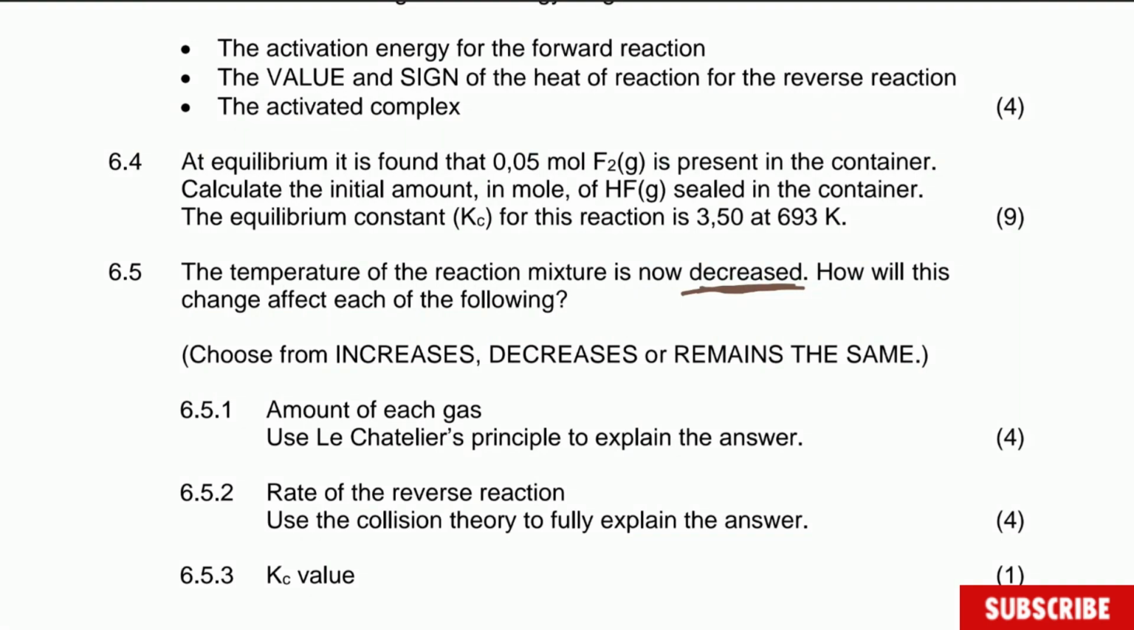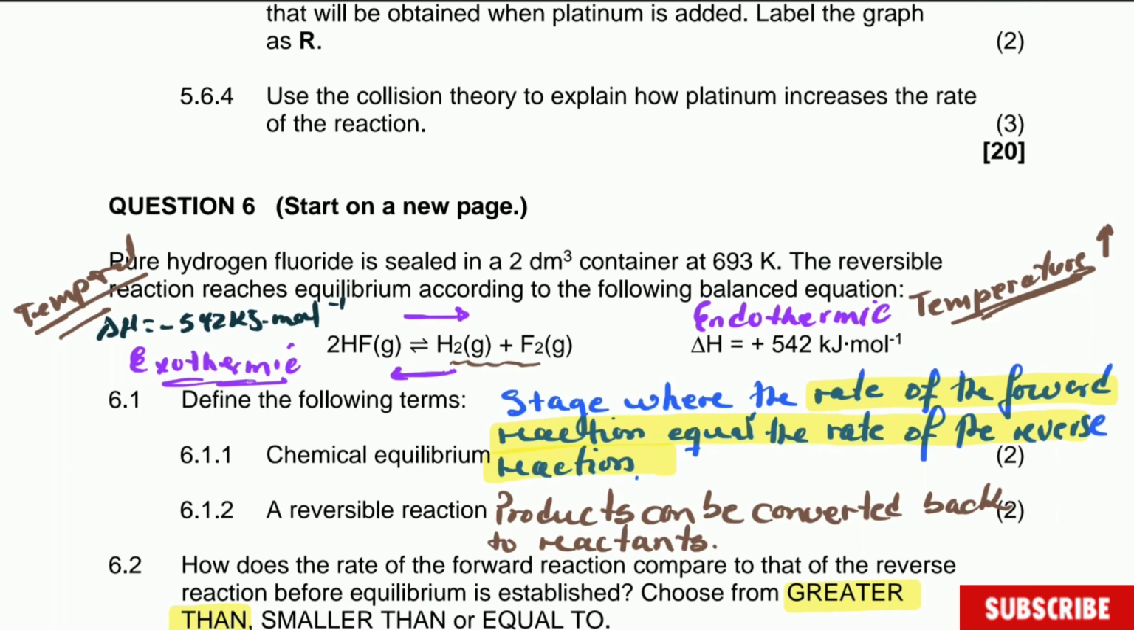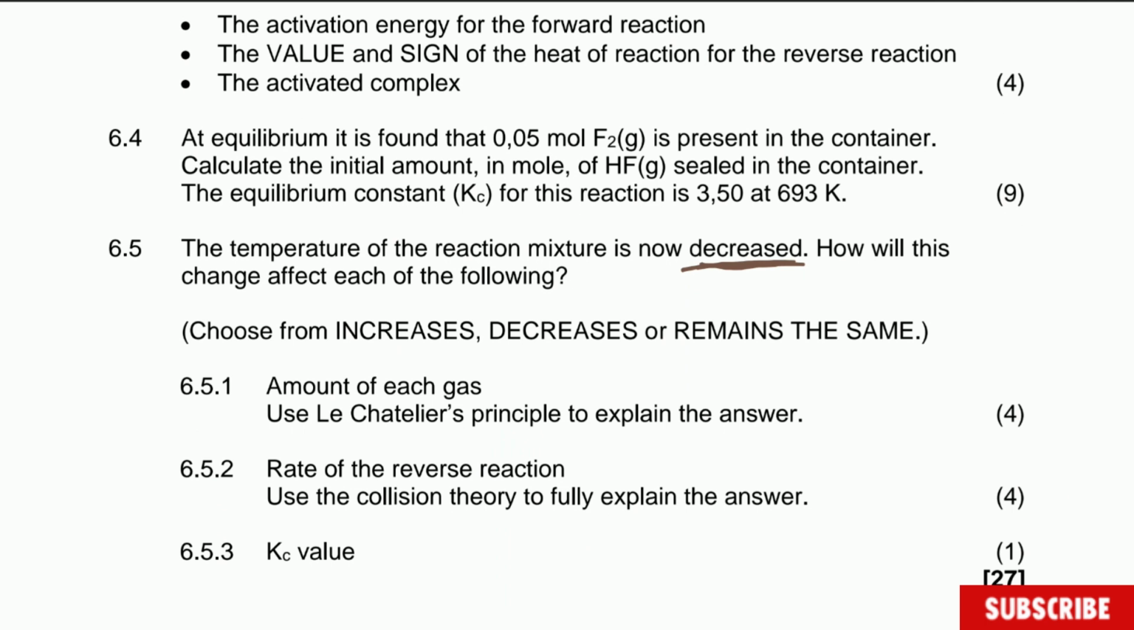Okay, so if you decrease the temperature, what is going to happen, guys? The reverse reaction is favored, as we said. So the amount of hydrogen and fluorine is going to decrease, and the amount of hydrogen fluoride is going to increase. And that is what you actually have to write there, because they say the amount of each gas. So the amount of hydrogen fluoride increases and the amount of hydrogen and fluorine decreases. That is what we have to say, but we have to explain using Le Chatelier, and we explained already there on top in the equation.